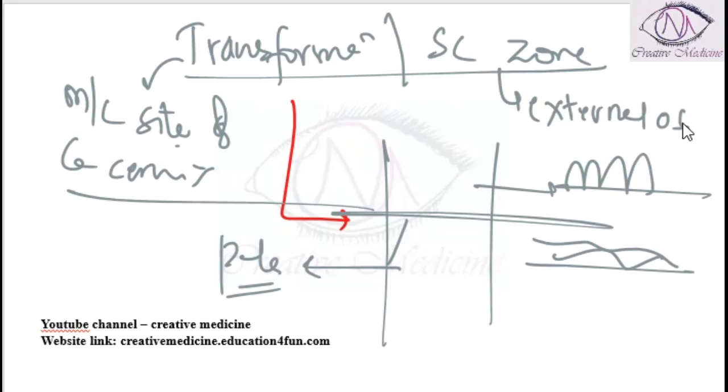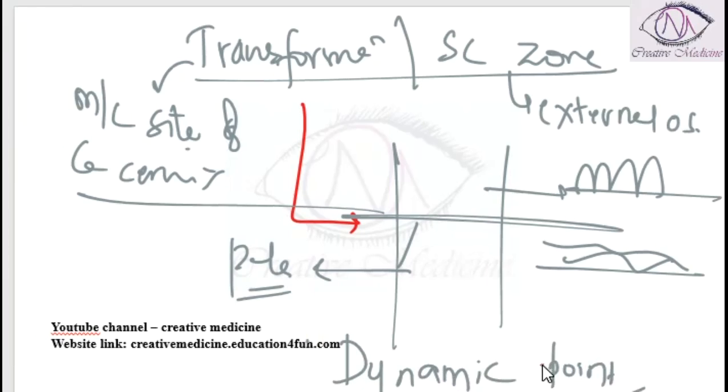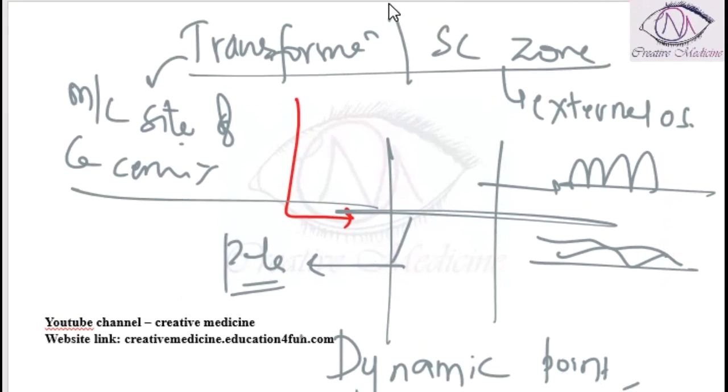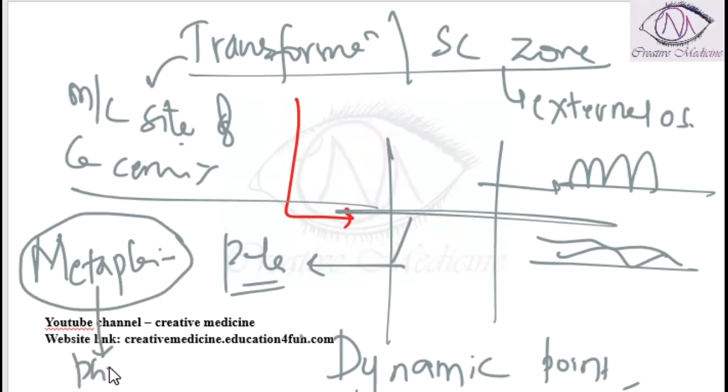The external os is actually a dynamic point, and the position of the external os keeps on changing based on the hormonal status. Actually, the dynamic point, that is the transformation zone, is the one which keeps on changing. In all females, metaplasia is seen at the transformation zone, which is physiological and not premalignant.